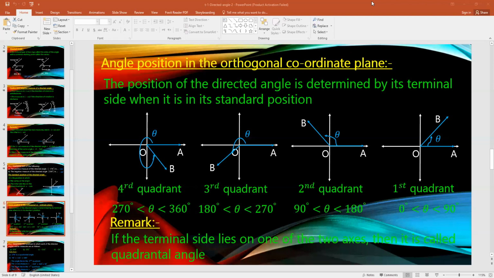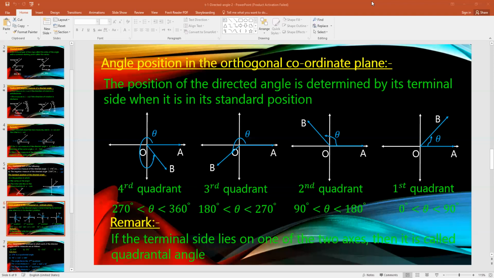Here, if the positive measure of the directed angle equals theta, then the negative measure of the same angle equals theta minus 360. What is the meaning of theta? Theta is any angle. In algebra, we said if I have a variable, I can write it as x, y, z. In geometry or trigonometry, I will write the angle as theta, alpha, beta. Here, if the positive directed angle is theta, then the negative measure of the angle will be theta minus 360.